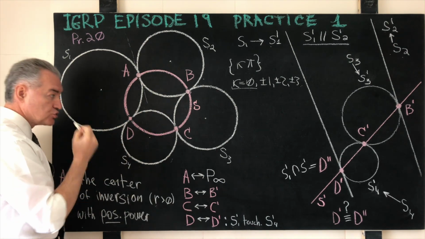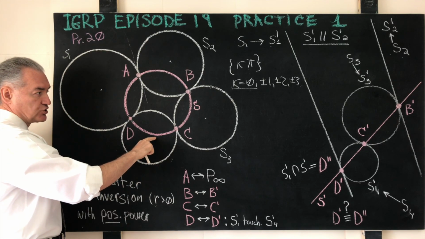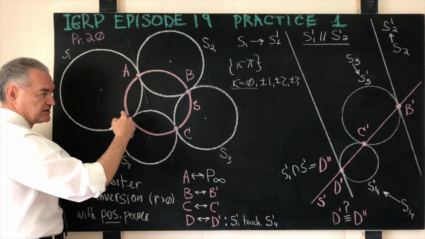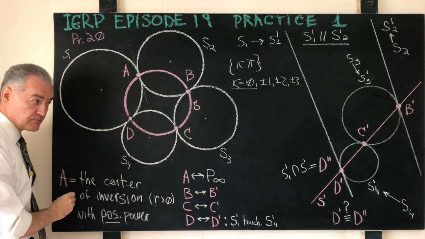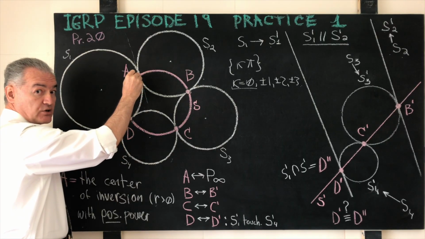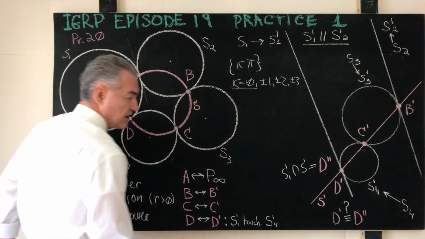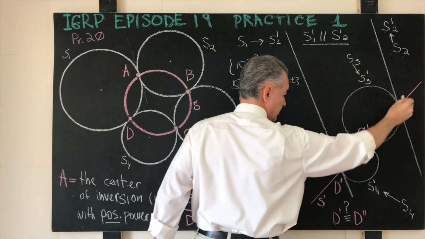But if we assume that this is the case, that there exists a circle S that contains all four tangency points A, B, C, and D, then this circle under the specified inversion will be taken into what? Well, that circle passes through the center of inversion. That means that it will be taken into what? Into a straight line. That straight line, S prime, is shown over here. This is the straight line.